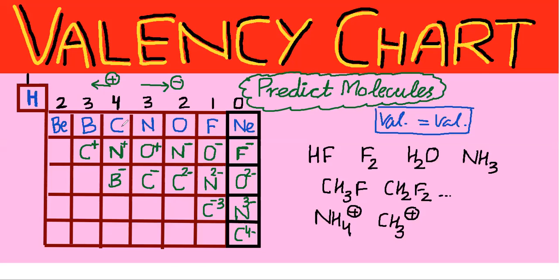Now you do C minus. If you do C minus, it will become trivalent. So you get this CH3 minus. So it is a carbanion, you can imagine. There are so many good things you can do.